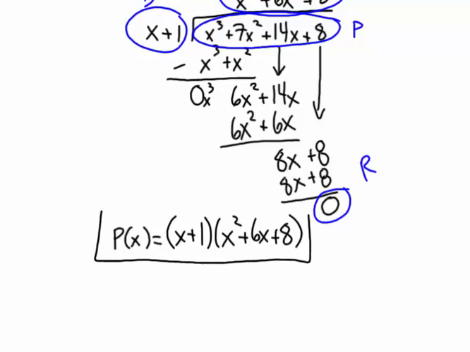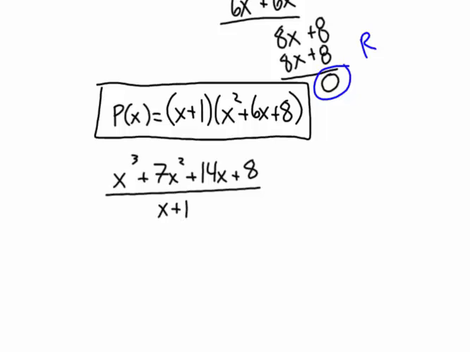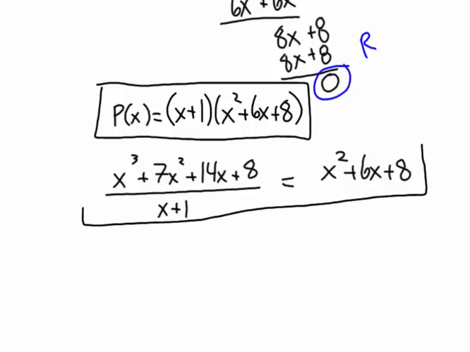The other form is where we write p of x over d of x. And this time I'm going to write out the entire polynomial. We have our original polynomial of x cubed plus 7x squared plus 14x plus 8. When we divide all of that by x plus 1, we got a solution, a quotient of x squared plus 6x plus 8 with no remainder. So there's the two forms. Sometimes you'll see it with the p of x in the form. Sometimes you'll see the actual polynomial in that form as well.